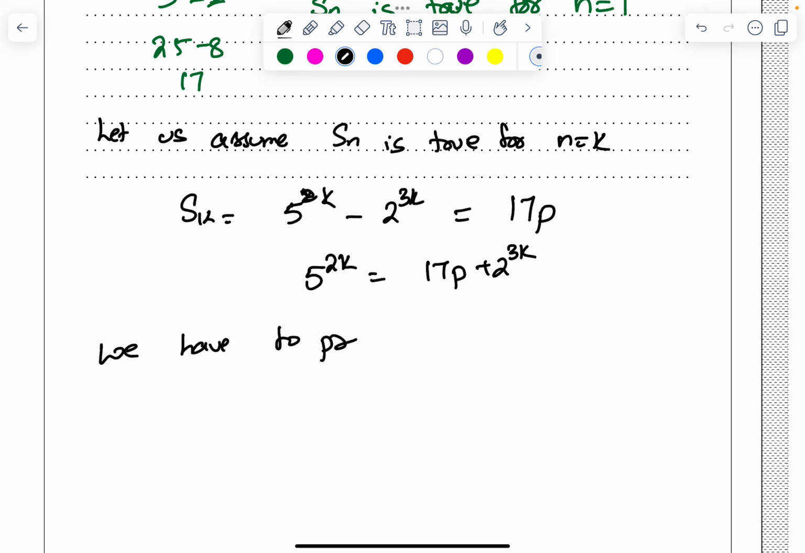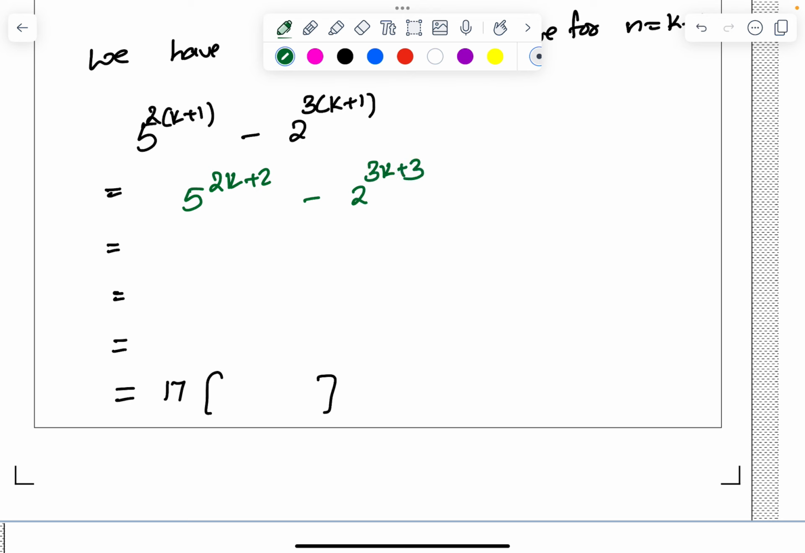So 5 to the power of 2 times (k plus 1) minus 2 to the power of 3 times (k plus 1). When I simplify that, I should be able to get 17 times of something. So this will become 5 to the power of 2k plus 2 minus 2 to the power of 3k plus 3. So 5 power 2k times 5 square minus 2 power 3k times 2 cube, which is 25 times 5 power 2k minus 8 times 2 power 3k.